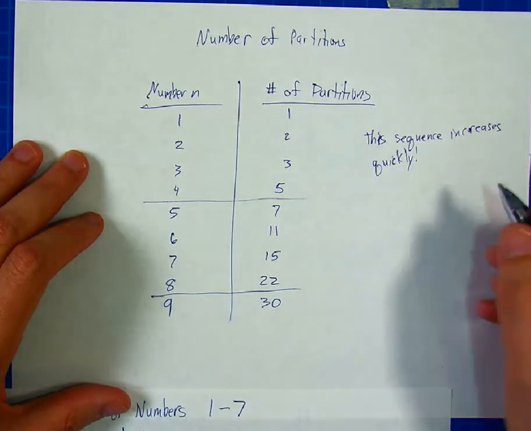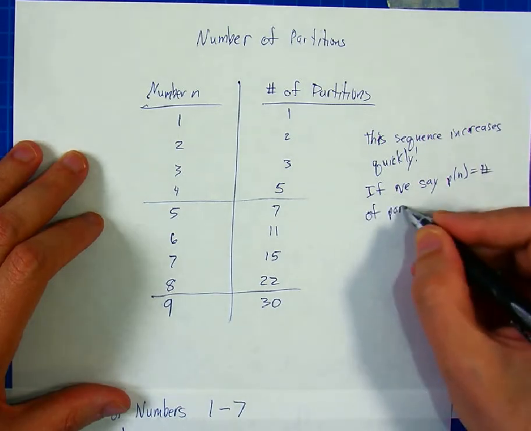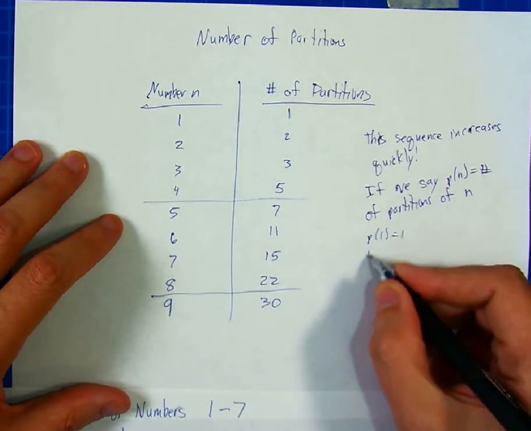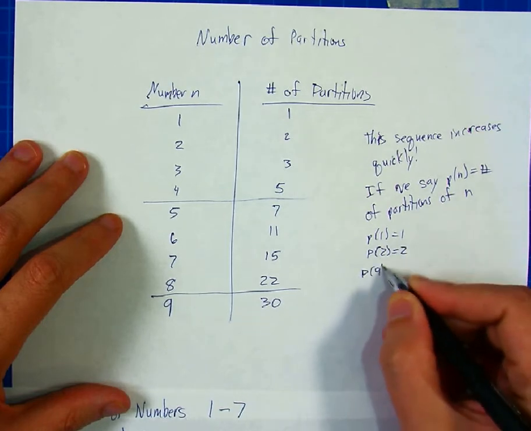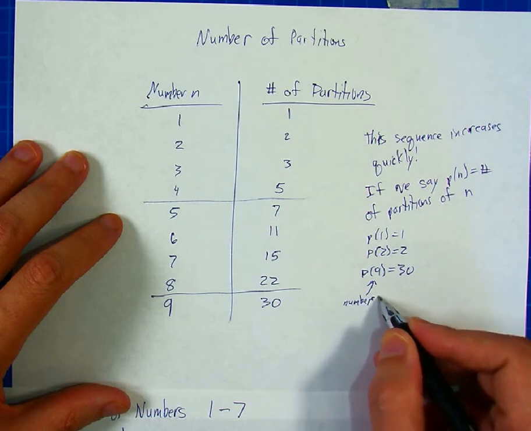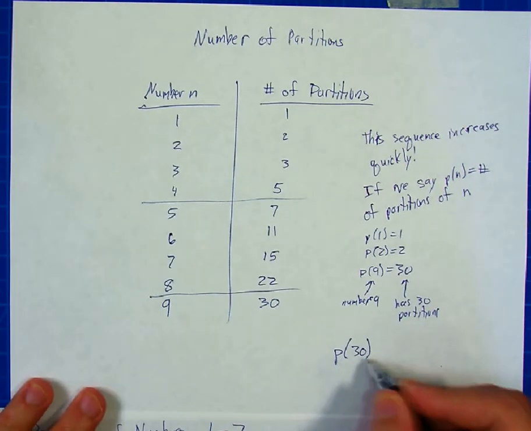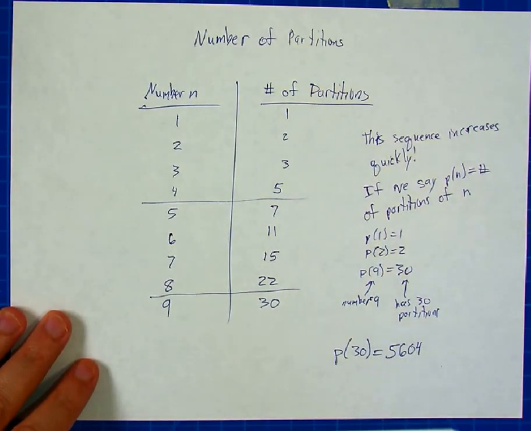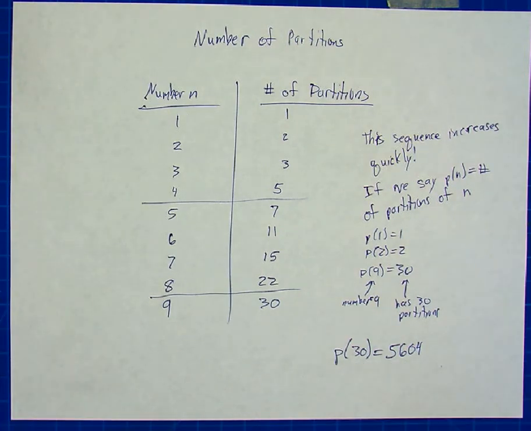increases quickly. If we say that P of n is the number of partitions of n, for example, then P of 1 is 1, P of 2 is 2, P of 9 is 30, which just means number 9 has 30 partitions. It might surprise you to learn that P of 30 is 5,604. So for one extra bonus point in the class, go ahead and list all 5,604 possible partitions of the number 30, just like we did here.